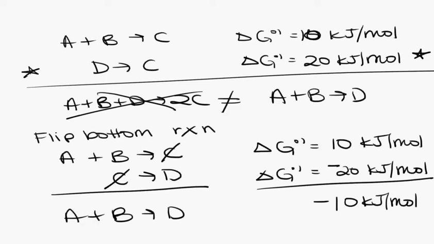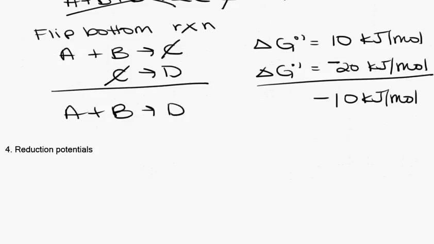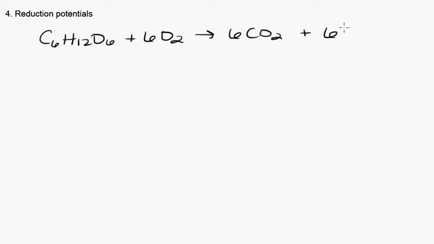Okay, so now we're going to talk about reduction potentials, which is the last part of this chapter. So the equation we have for reduction potentials, remember this is going to involve an oxidant and a reductant. And the way you can figure out oxidation and reduction, I'm just going to use my favorite example, C6H12O6 plus 6O2 makes 6CO2 plus 6H2O. This is the overall equation for glycolysis. This is a redox reaction.